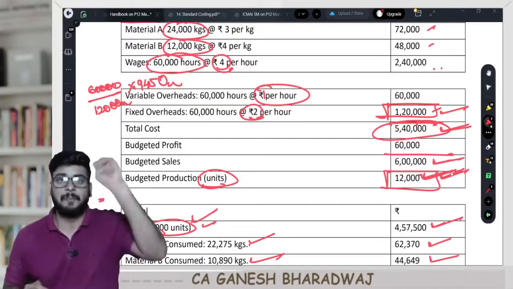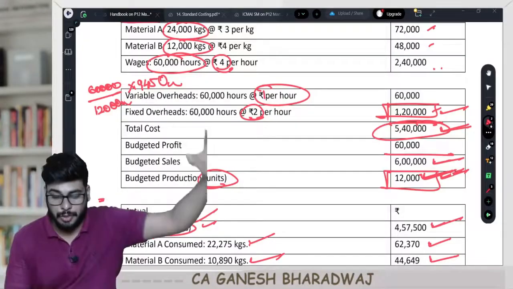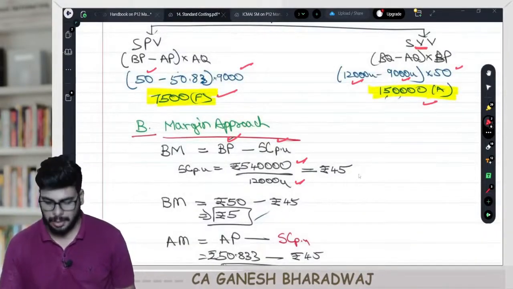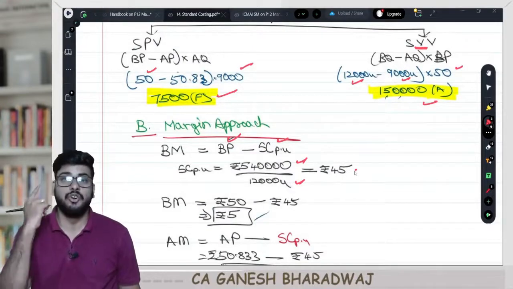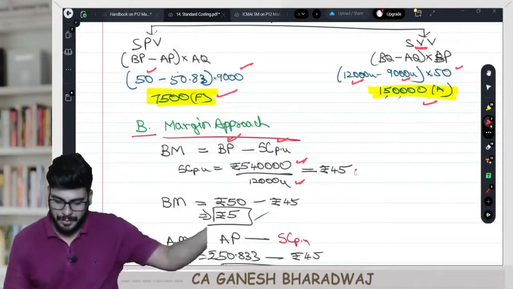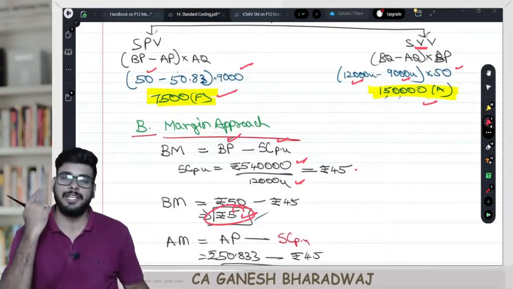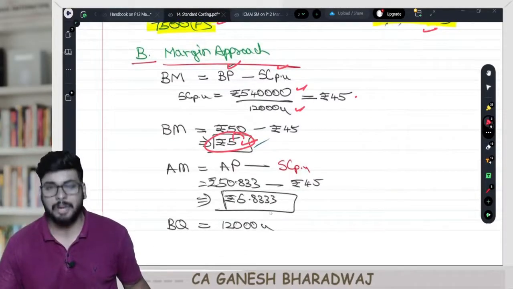So 5,40,000 divided by 12,000. How much is it per unit? What is the cost that you are allowed to incur? 45 rupees. So per unit, what is the budgeted margin? 50 minus 45, 5 rupees. Every time I sell a unit, I am planning to earn how much? 5 rupees.